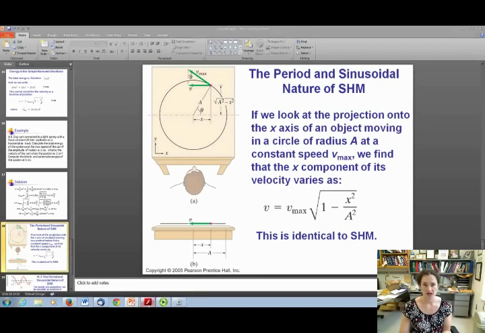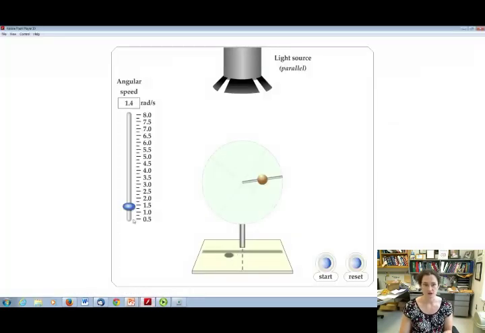Okay, so I have a little active figure which does that for us here. So what I can do, I'm going to speed this up a little bit and start it. And you can see here that I have this object that's going in a vertical circle, and there's a little light source shining down from the top. And what I want you to look at is the shadow of that circle moving on the bottom. And you can see that it looks just like a mass on a spring when you look at the shadow. Okay? So that's all they're saying.